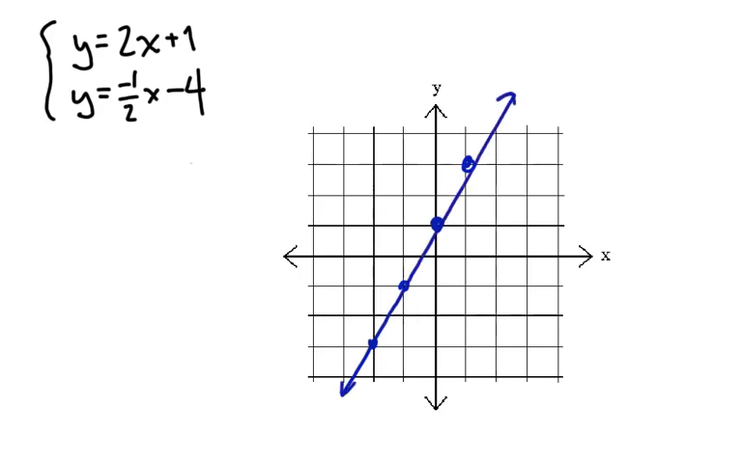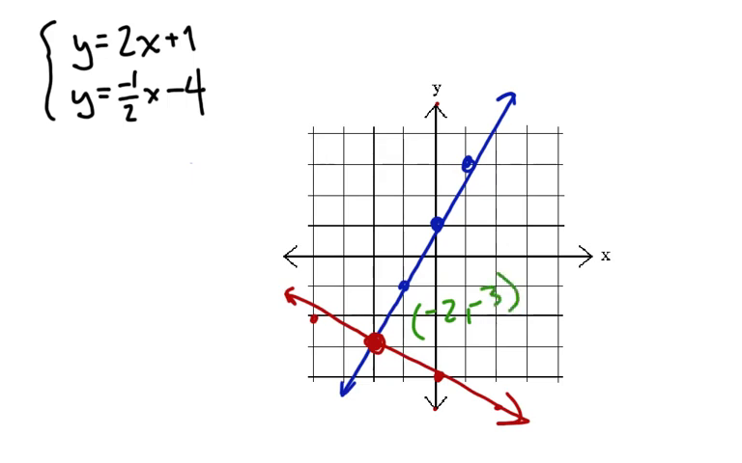Now we graph the second line, y equals negative 1/2 x minus 4. That means it has a y-intercept of negative 4. We go down 1 over 2, or up 1 back 2, up 1 back 2, and we graph that line. Our solution is going to be this ordered pair that lies on both lines. So it looks like negative 2, negative 3 is our solution.